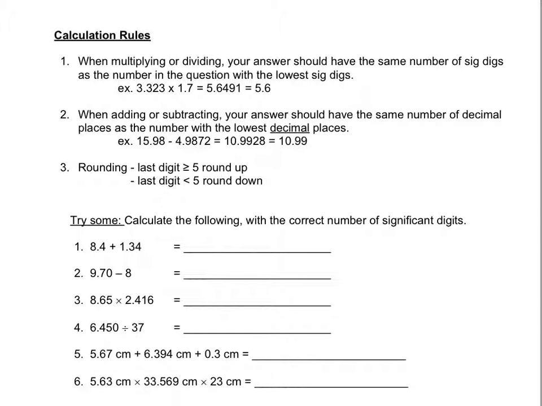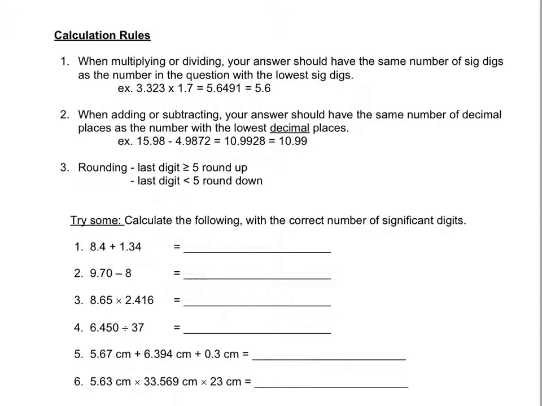When you're adding or subtracting, the rule is different, so pay attention to what you're doing in the question mathematically. Your answer should have the same number of decimal places as the number with the lowest decimal places in the question. For example, 15.98 minus 4.9872.